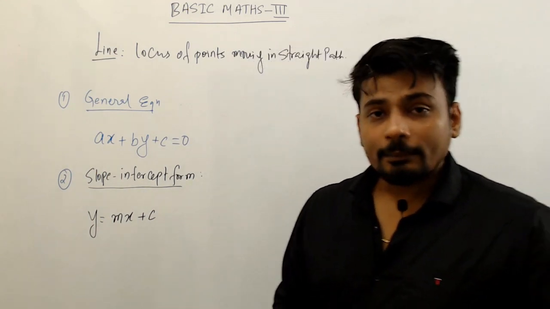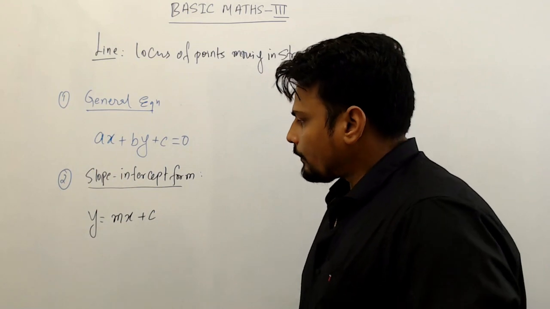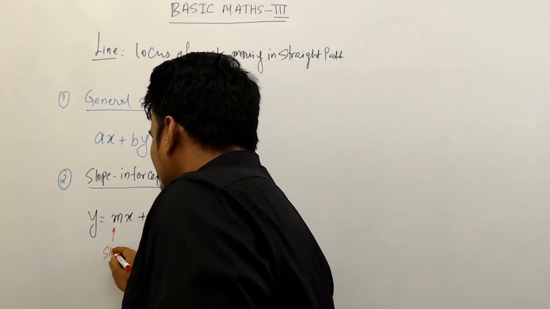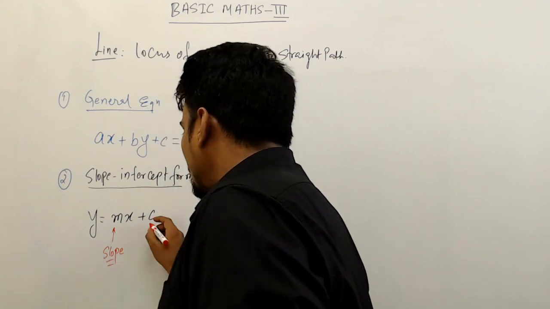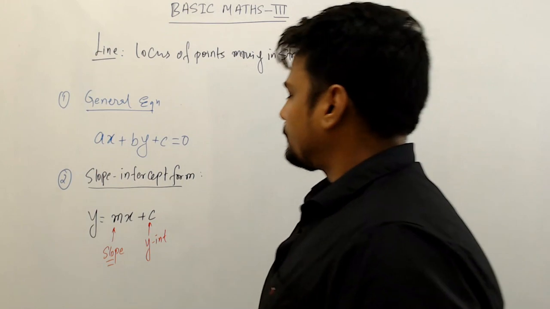That is given as y equals mx plus c. Now, let me help you understand what this m and c stand for. m we have already seen; this would be the slope of the line. And this new term c is all about your y-intercept.